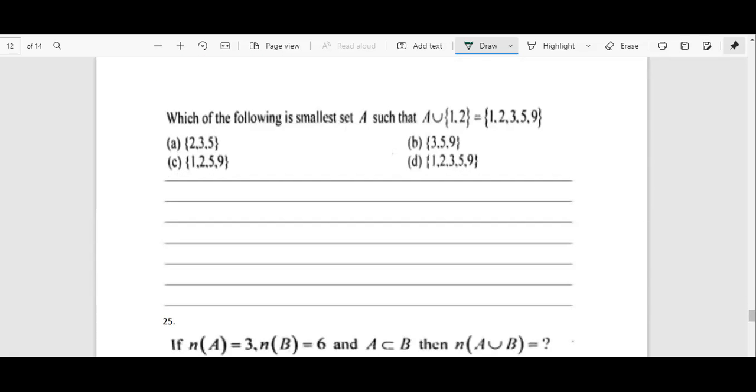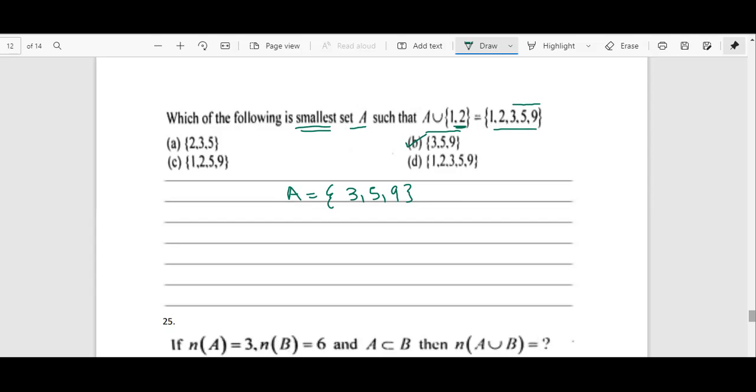Now we have the 24th question. So it says, which of the following is smallest set A such that A union 1, 2 is this? Okay, now obviously to get 1, 2, 3, 5, 9, at least A should be 3, 5, 9. I mean, A could have been 1, 2, 3, 5, 9 as well. But here they want us to find the smallest set, right? So we do have 1, 2 here, but we do not have 3, 5, 9. So A should have at least 3, 5, 9. So definitely this choice is here in the B option. So B is the answer.